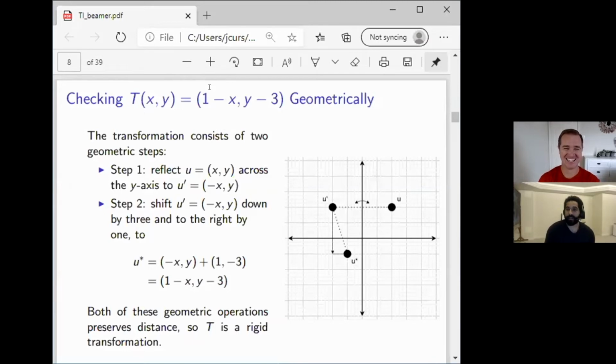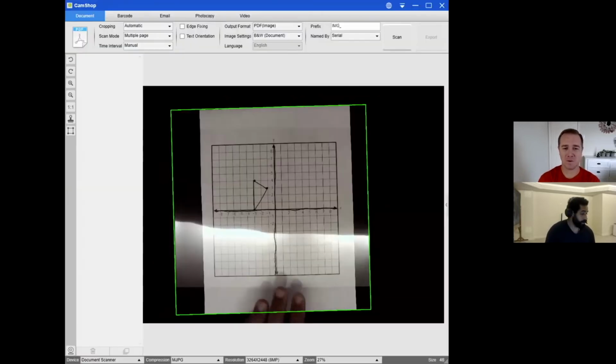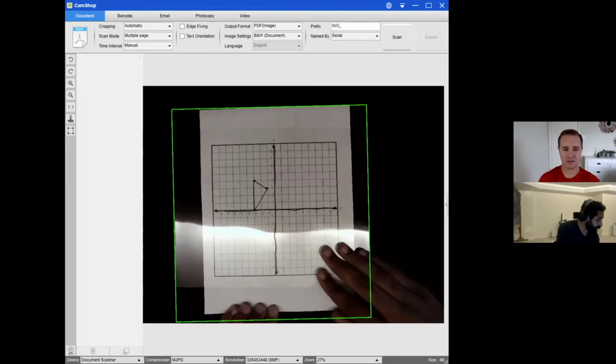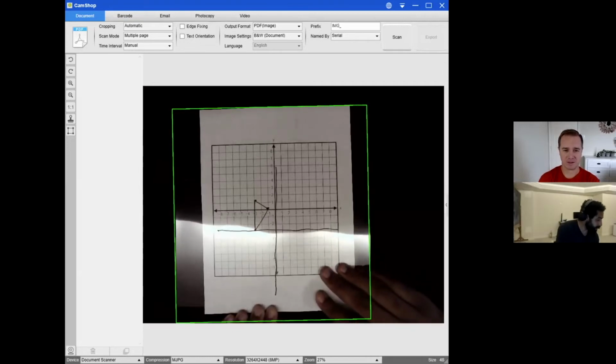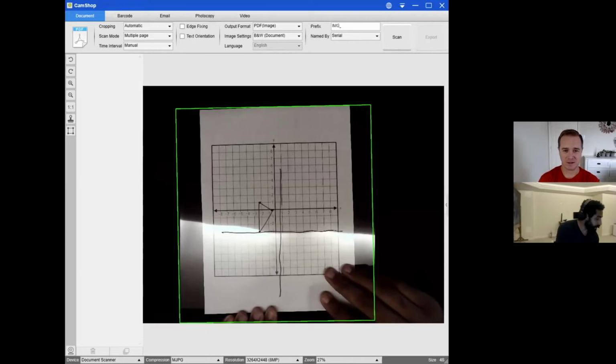Okay. So now the second step of this transformation is shifting all the points down by 3 and to the right by 1. And we see that the final point we end up with matches the definition of this transformation T of xy. The second part of this I can show on the overhead. All right, so now we're going to shift down by 3 and to the right by 1. So I'm going to go down 3 units, 1, 2, 3. And I'm going to go to the right by 1.